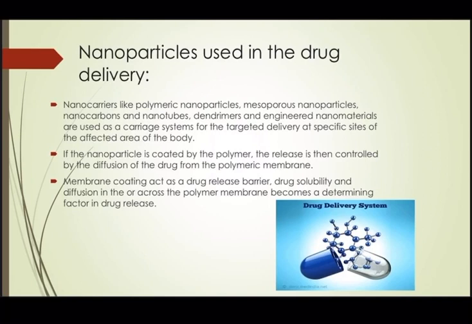Basically, this is the role of drug delivery in the field of plasmonic nanoparticles. According to our searches, we came to know about this data that I am going to tell you. Nanocarriers like polymeric nanoparticles, mesoporous nanoparticles, nanocarbons, nanotubes, dendrimers, and engineered nanoparticles are used as a carriage system for the targeted delivery at the specific sites of the affected area of the body.